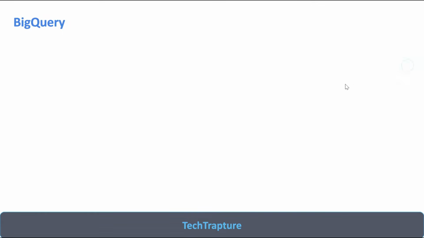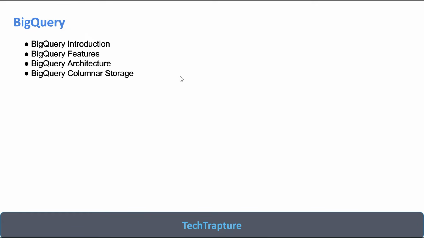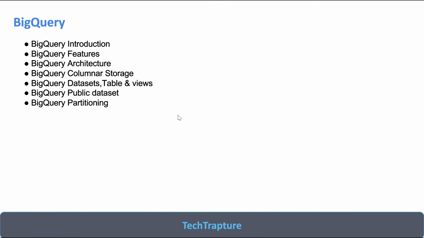We'll start with the basics. We'll first see a BigQuery introduction, what is Google Cloud BigQuery. Then we'll see the different features of BigQuery, and we'll see the BigQuery architecture, what is columnar storage in BigQuery. Then we'll see common terminologies in BigQuery, that is BigQuery datasets, tables and views. Then we'll see what is a public dataset in BigQuery, what is partitioning in BigQuery, what is clustering in BigQuery, and why we need partitioning and clustering. We'll see it with a hands-on demo.